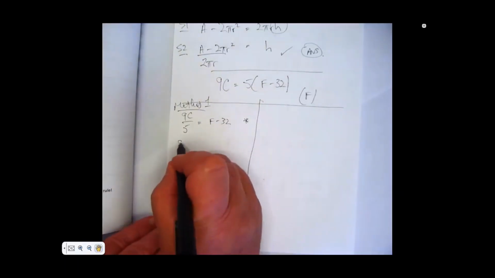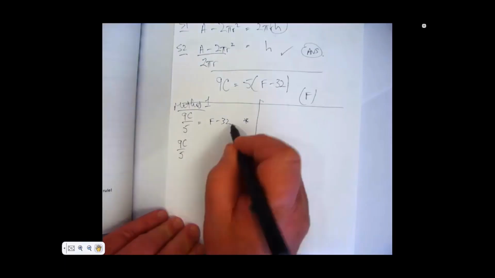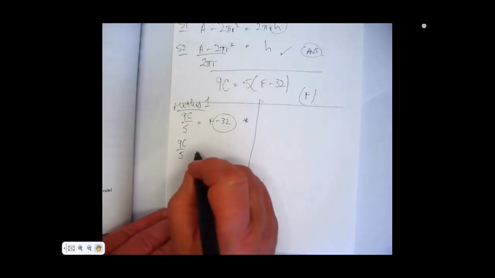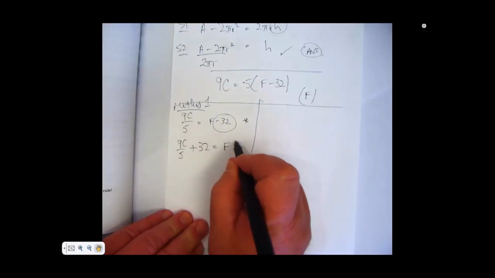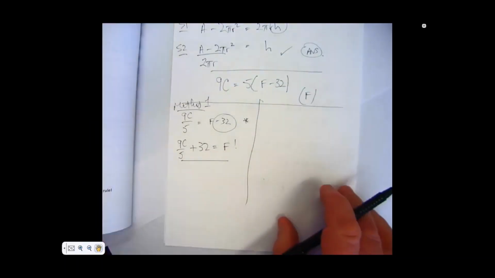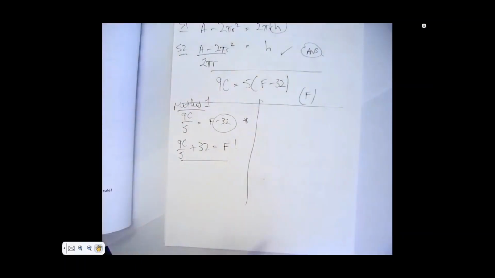The next step now becomes 9c over 5. Now look, here's a minus 32. Let's get rid of it to the other side, and wow, we've got the answer in 2 quick moves.